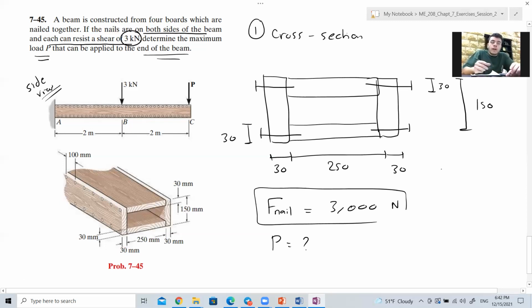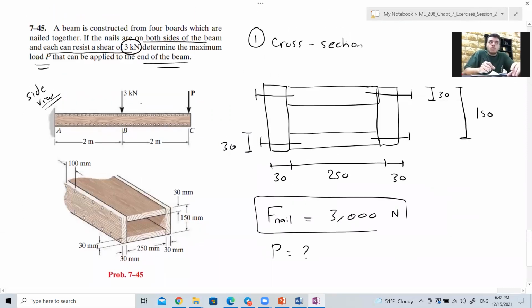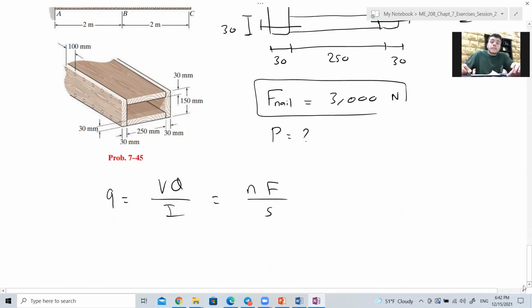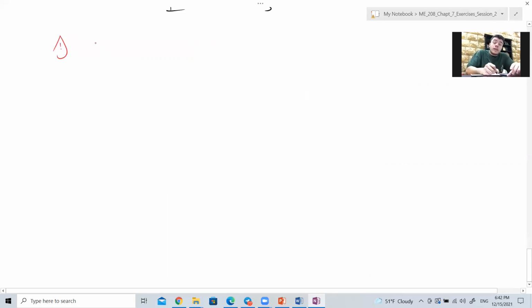Okay, because in the shear flow formula, q equals VQ over I equals NF over s, we need the shear force V. As we will see, this shear force V will be a function of P. So whenever you are given a side view, meaning the loads on the beam, you should draw the shear diagram. The bending moment is not necessary, because here we are working with shear stress, shear flow, so we don't need the bending moment.